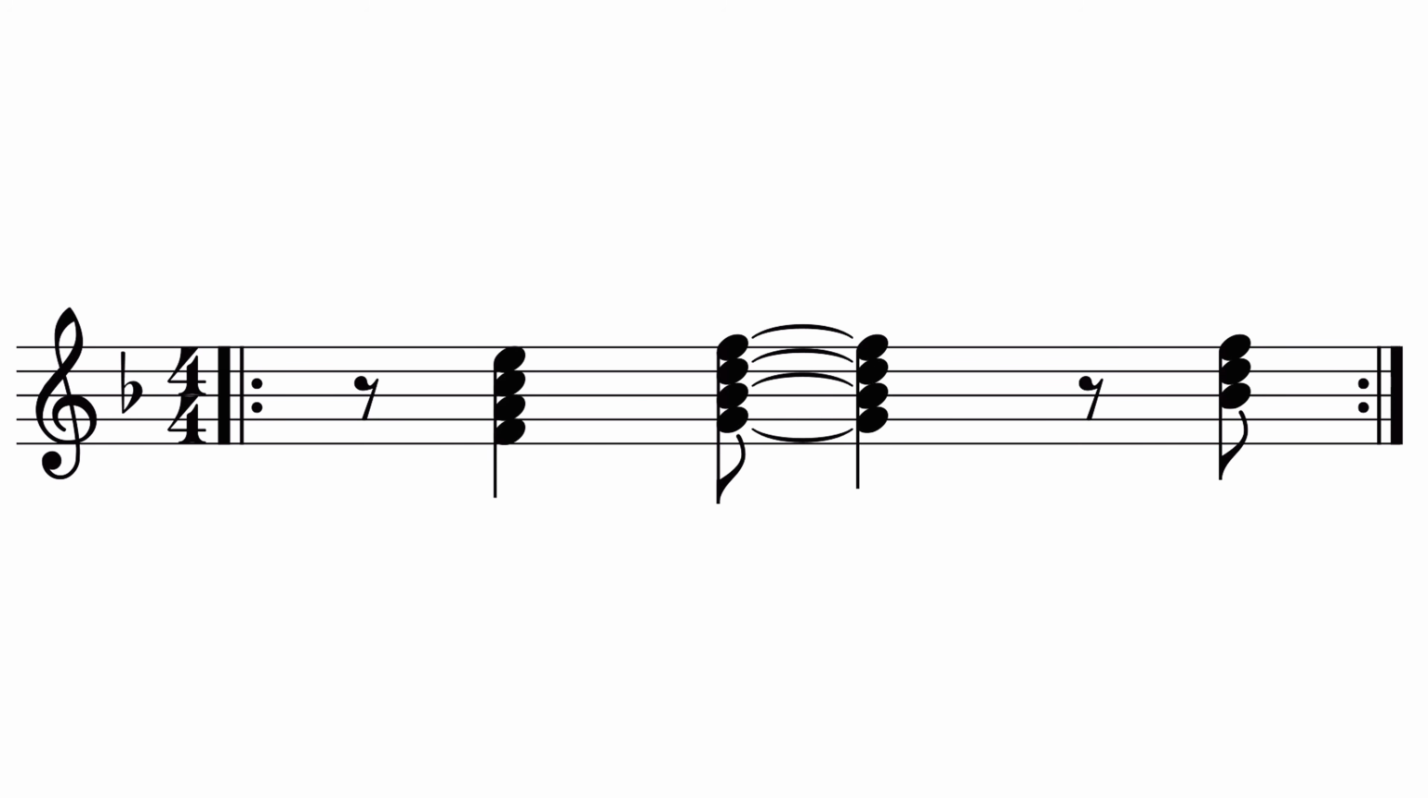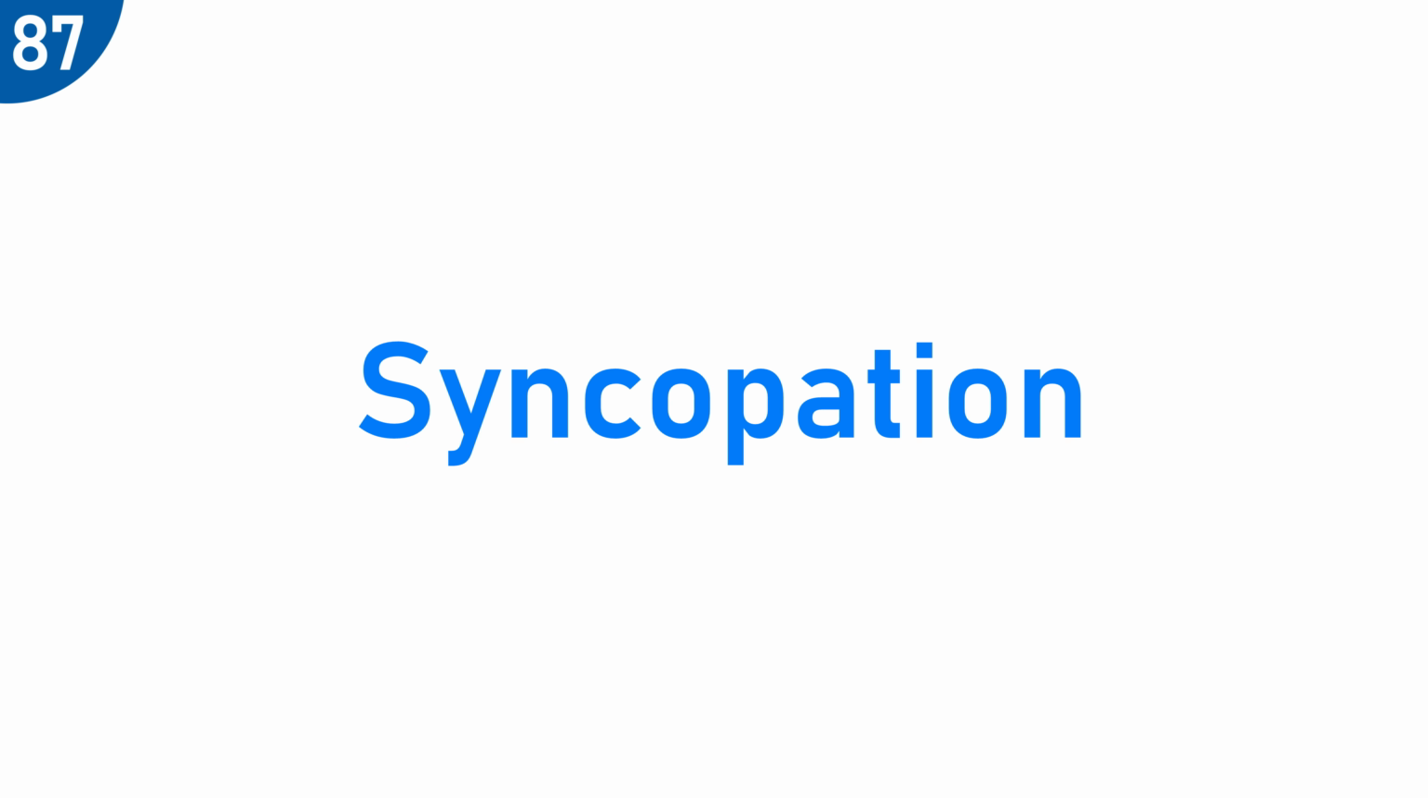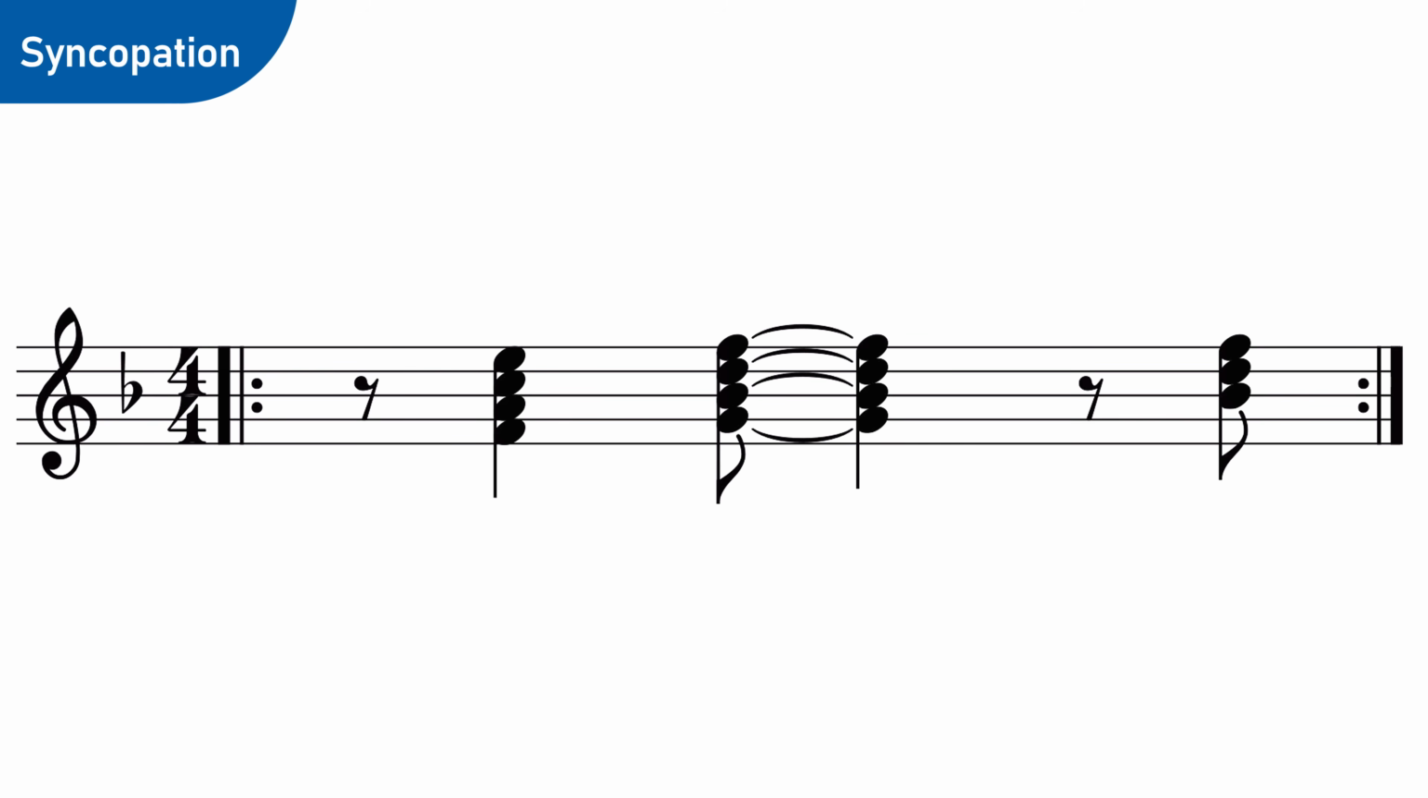If we have a rhythm that actively avoids playing on the main beats of the bar, particularly the downbeat, we can say that that rhythm is syncopated. For example, most of the notes of this rhythm don't land on the main beats of the bar, meaning that it's syncopated.